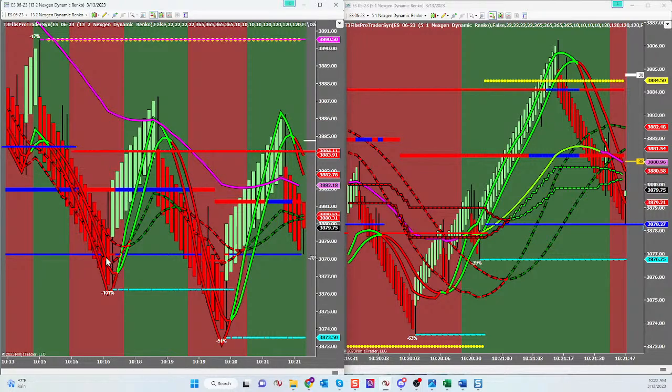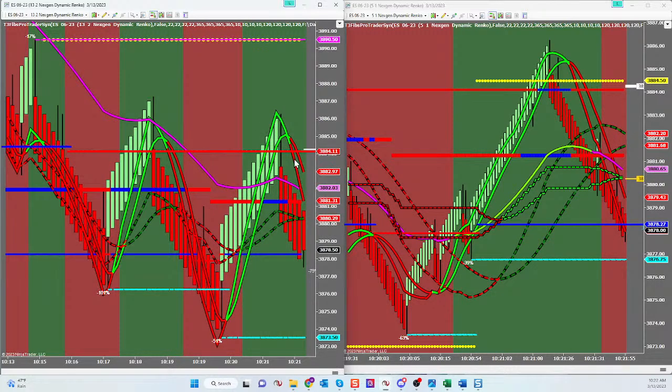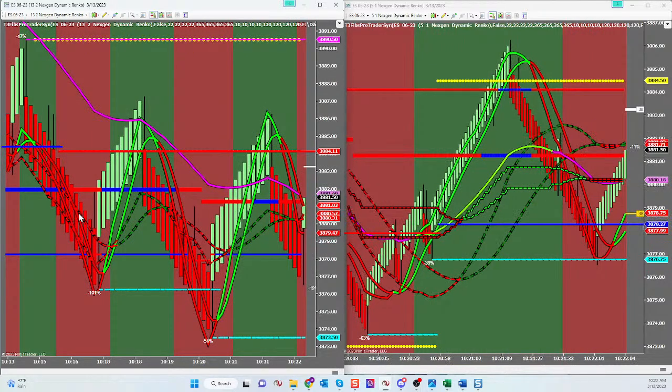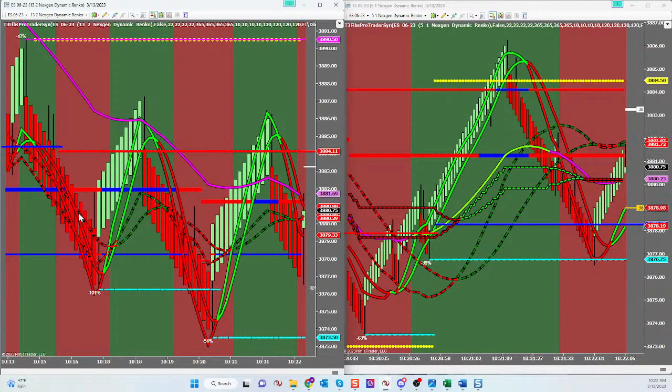Guys, look at this. Area doesn't break. Straight up to an area that doesn't break. Straight down to a pivot stop out. Straight up to resistance. There's a fight going on right now, guys. You can identify that fight. You can identify support holding.